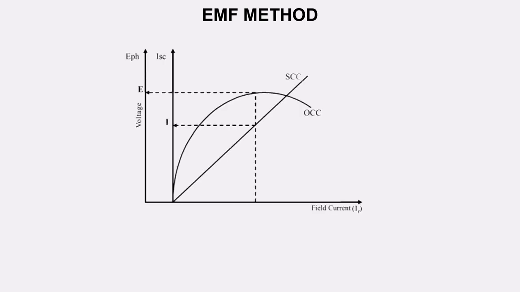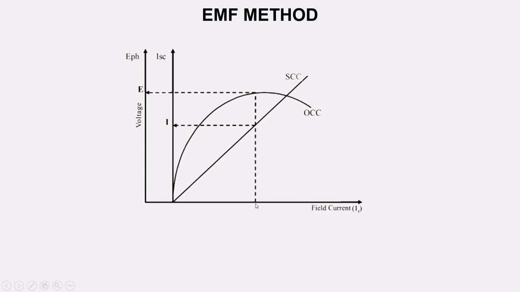Just now we have seen how to perform open circuit and short circuit tests on a three-phase alternator. Now let us see how we can predetermine the voltage regulation with the help of open circuit and short circuit characteristics. This is the open circuit characteristic, which is a plot between field current and phase voltage, and this is the short circuit characteristic, which is a plot between field current and stator current.